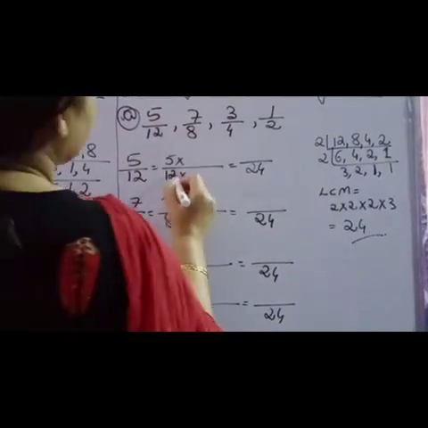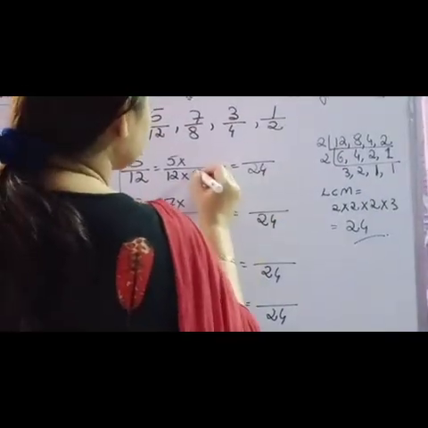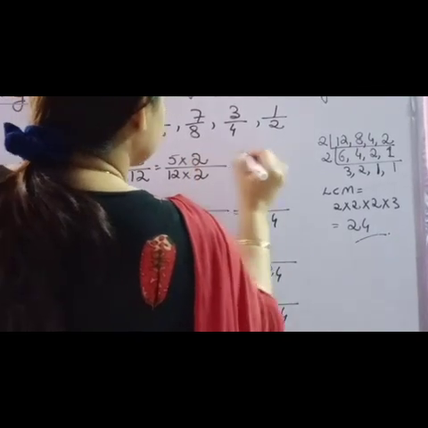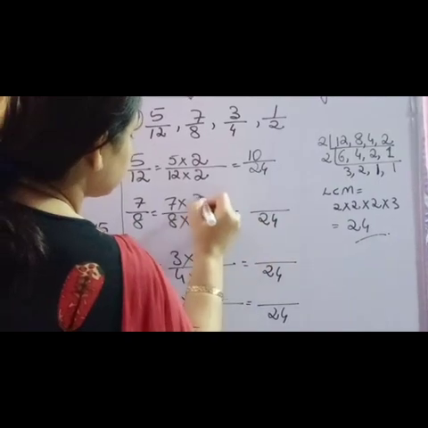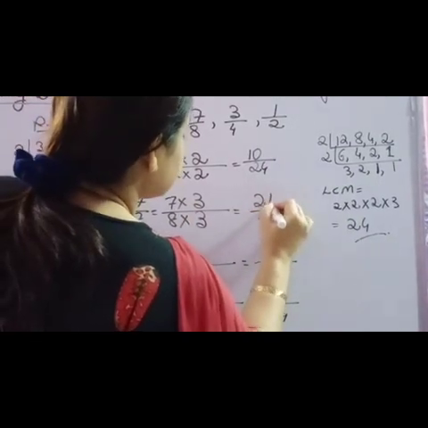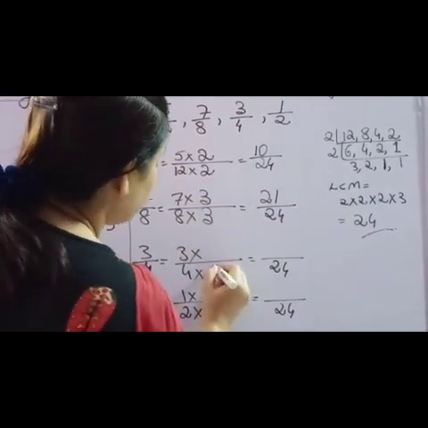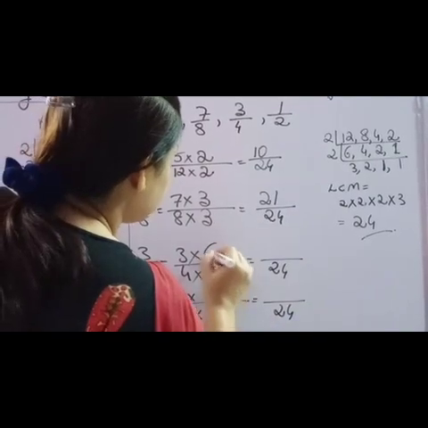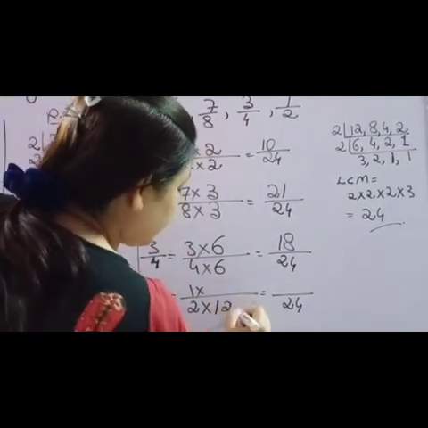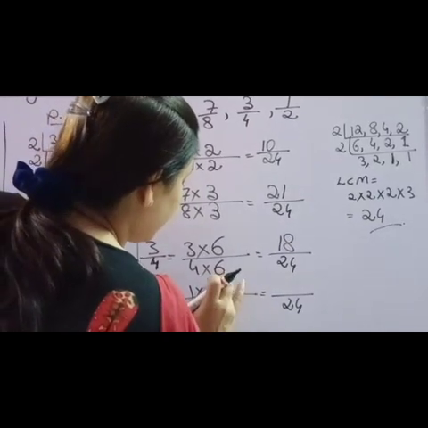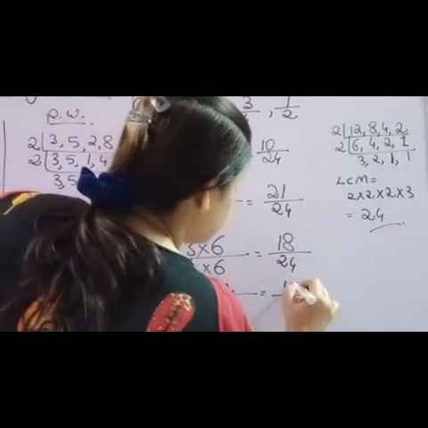Okay. Now 12 into what is equal to 24? 2. So here also 2, I will multiply. 8 into 3 is equal to 24. So 7 into 3 is equal to 21. 4 into 6 is equal to 24. So 3 into 6 is 18. 2 into 12 is equal to 24. So 1 into 12 is equal to 12.